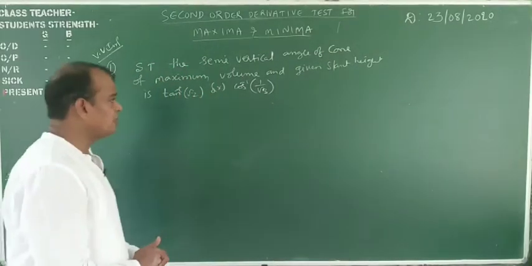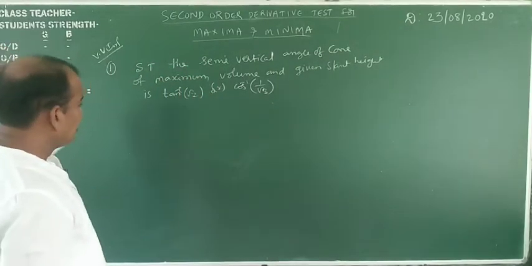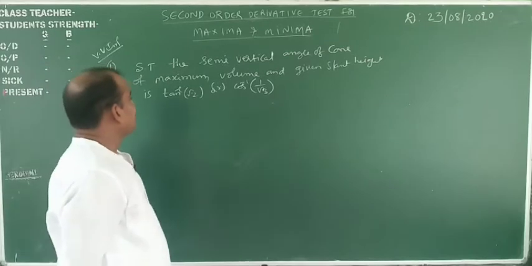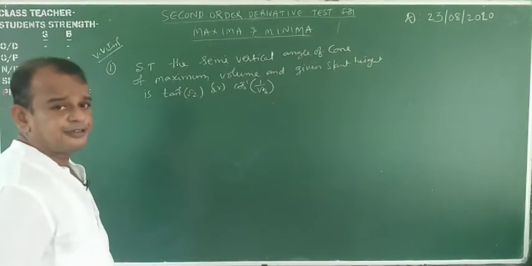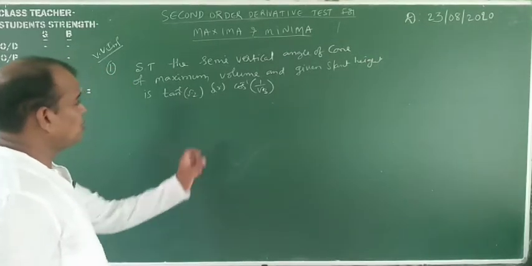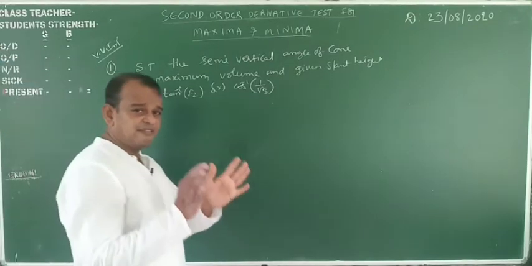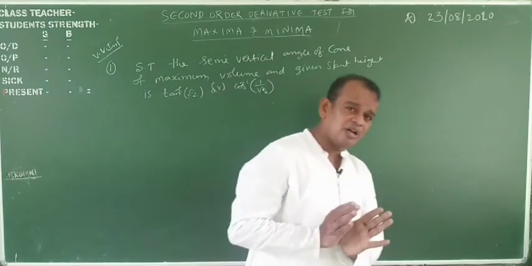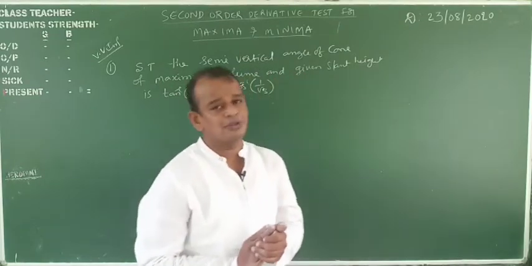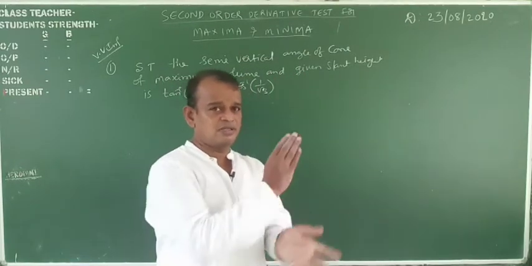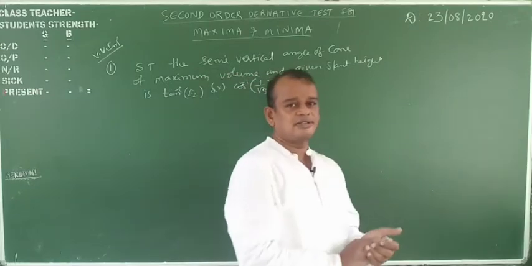Okay, my dear students, now we are going to this problem. Show that the semi-vertical angle, you know that cone. Already in earlier classes I explained each and every type, all formulas and all notations. Please go through that, from two classes before.